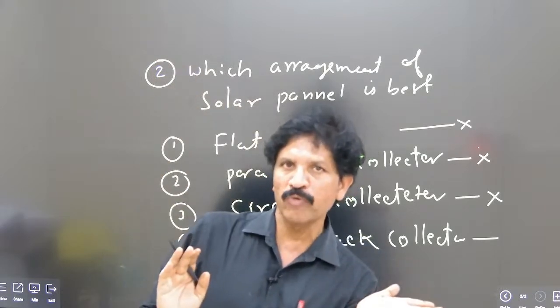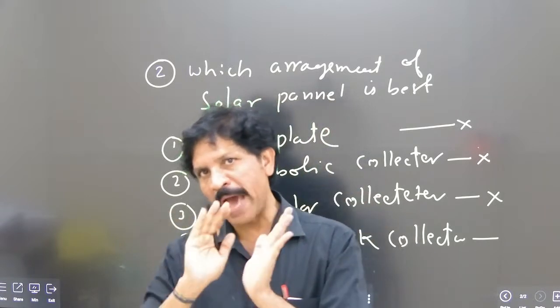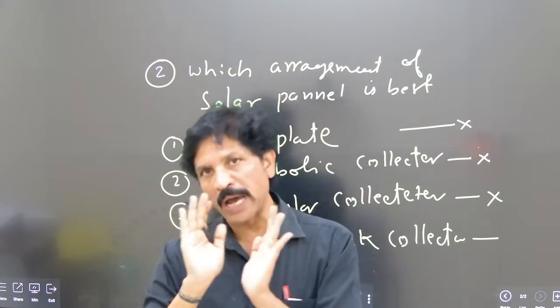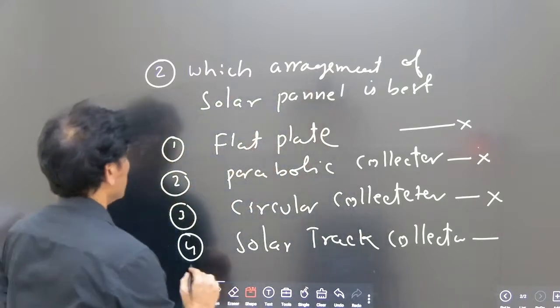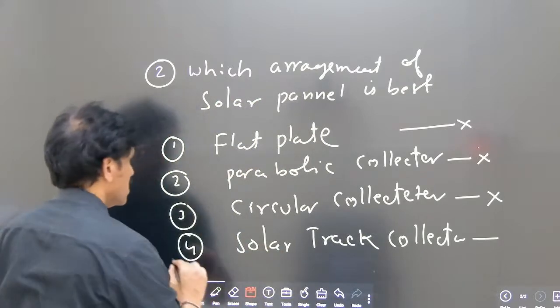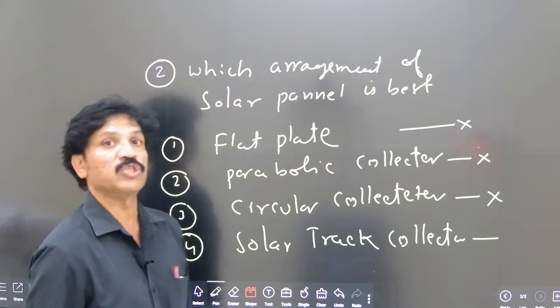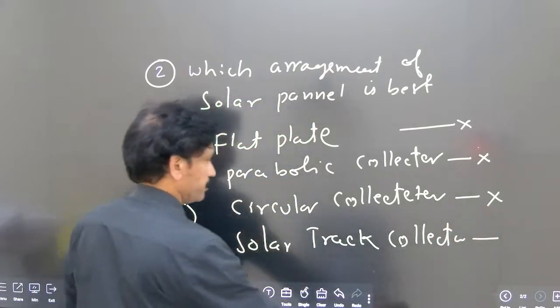Okay, the sun is moving 0 to 180 degrees. The tracker is also moving parallelly to collect the maximum radiation from the sun. So here, which setup is the most efficient? The solar tracking collector is the best one. This is bit number 2. Next question, question number 3.